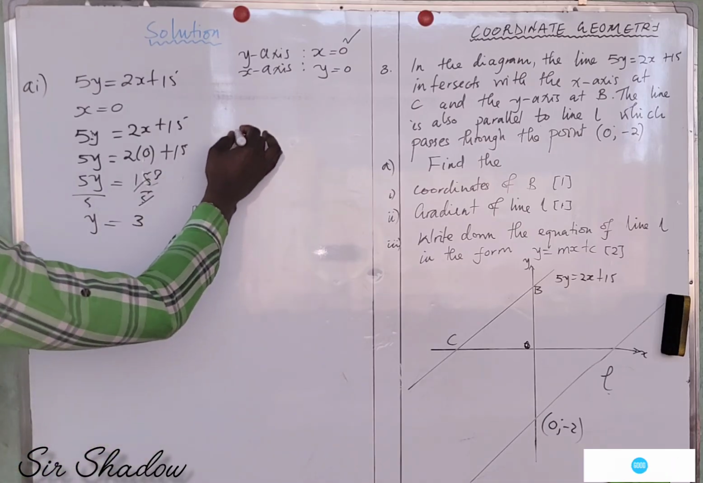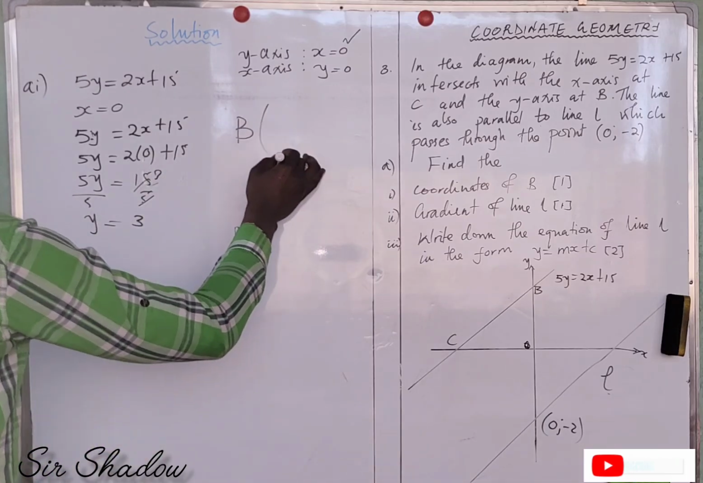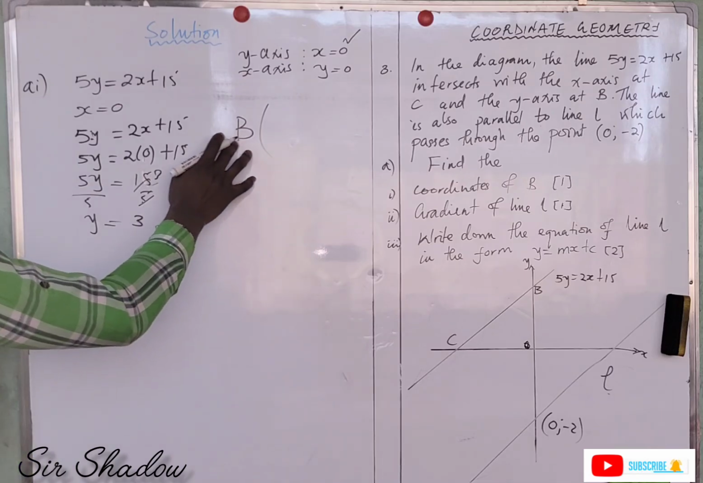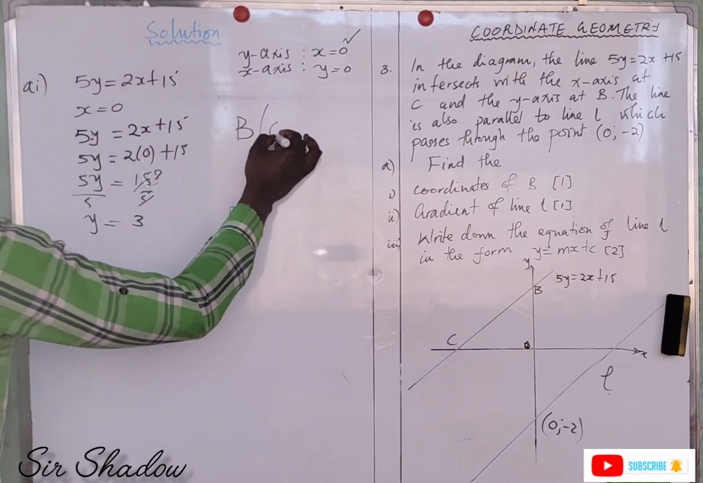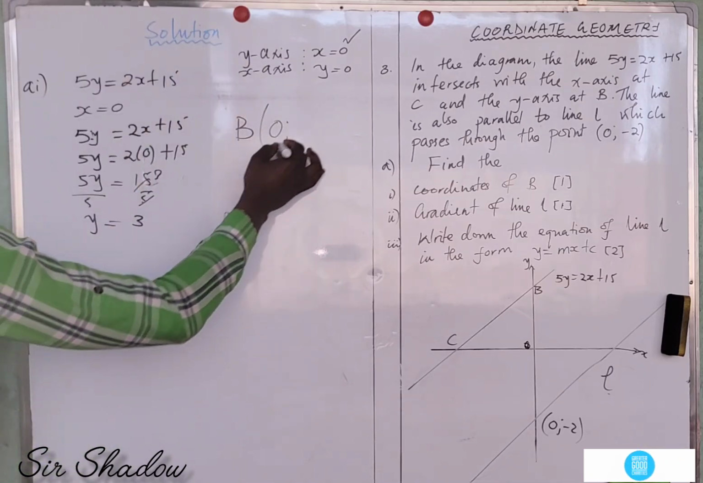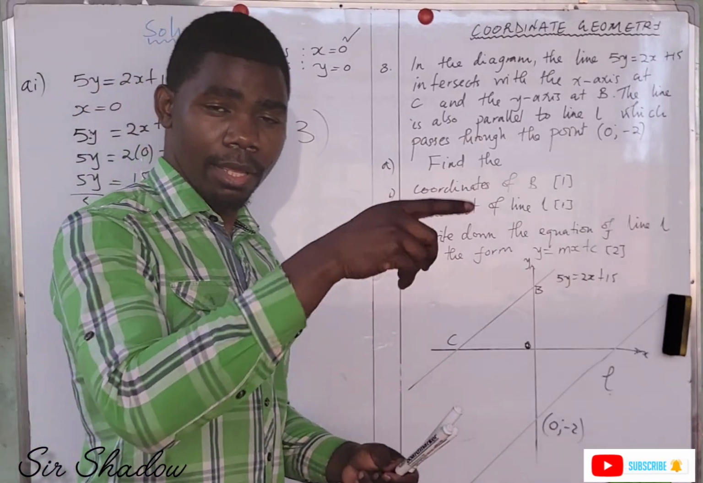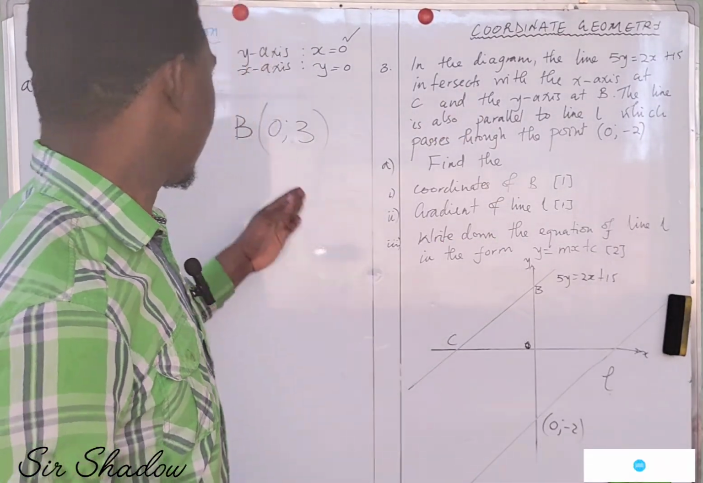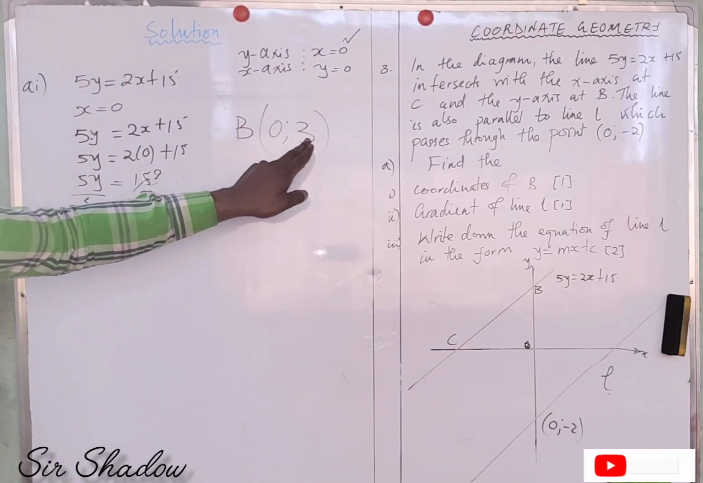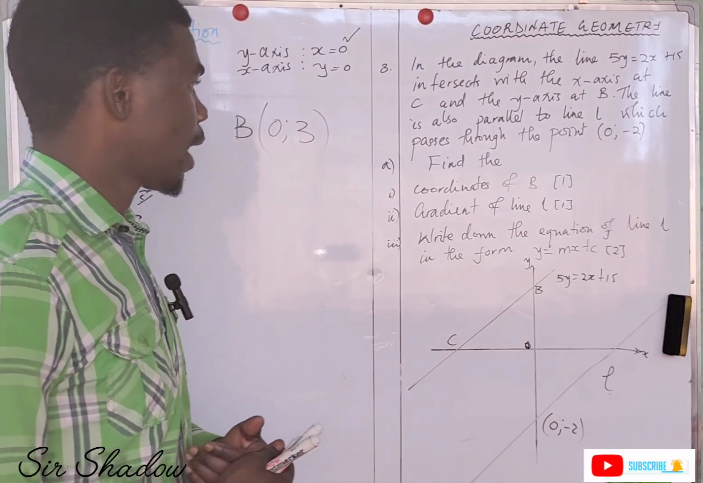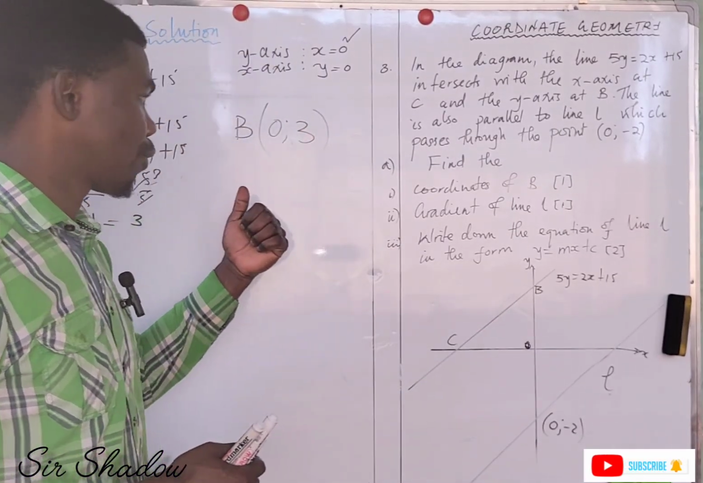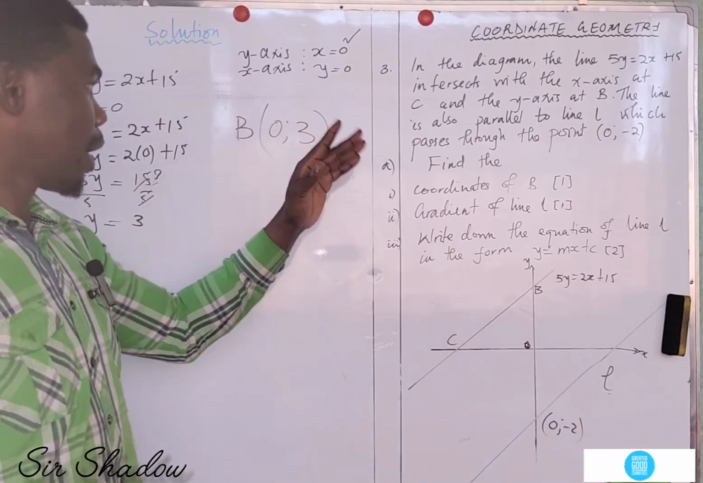So therefore, here are the coordinates of B. Where x is 0, y is 3. Remember, the coordinates are always written in the form x, y. We start with the value of x, then the value of y. Here are the values of the coordinates of B. This is the best way to deal with this type of question.